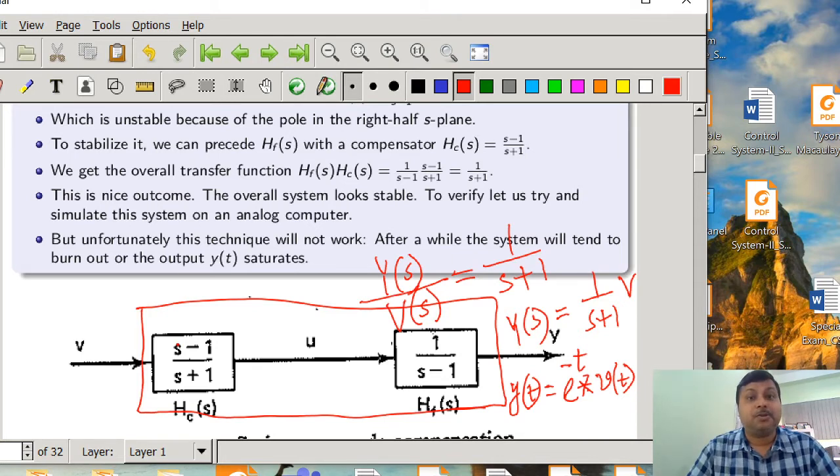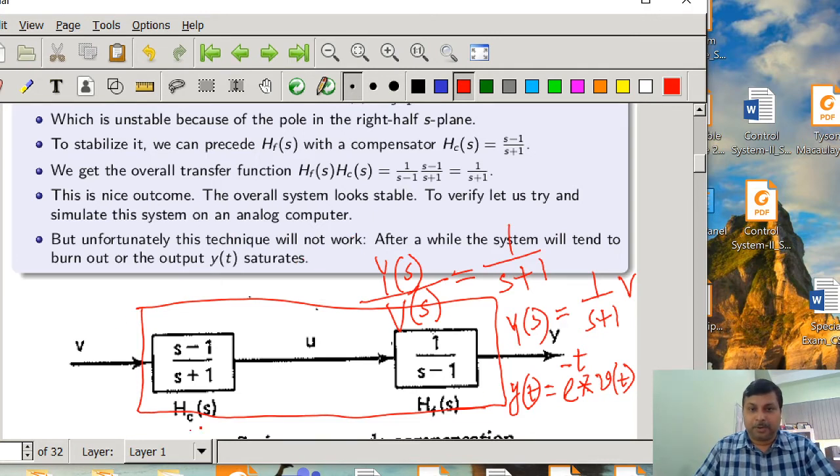Which technique will not work? Not the stabilization of the system. What we are looking for is that the output of the system decreases, but this technique will not work. After a while the system will tend to burn, or the output y(t) will saturate. If we connect a CRO at the output, then for a given bounded input, instead of getting a bounded output, we will get an unbounded output for this given system. So that investigation we have to do: why this can happen, and whether my claim is true or not.